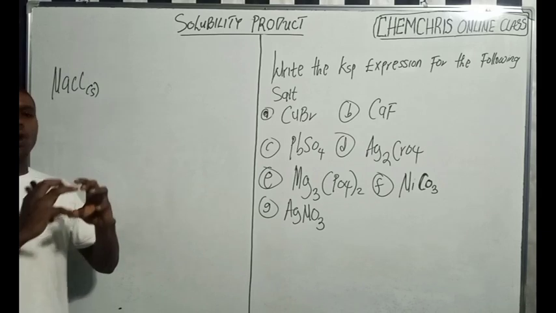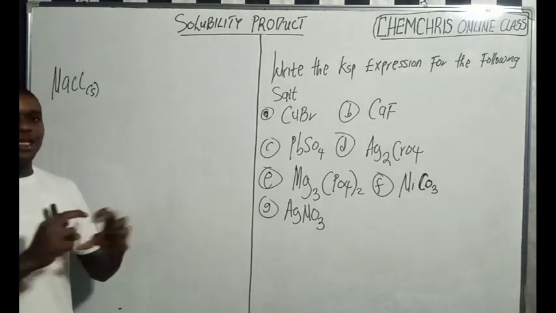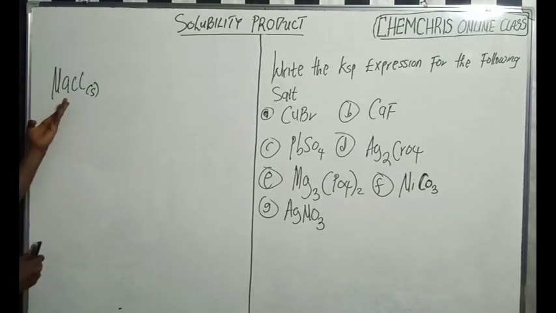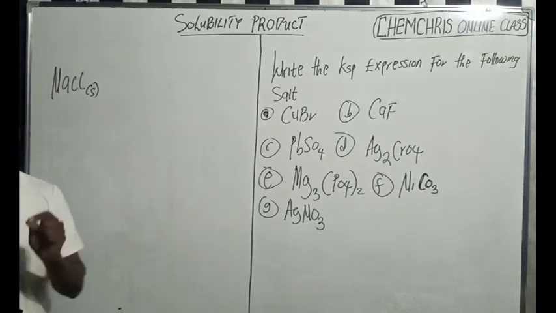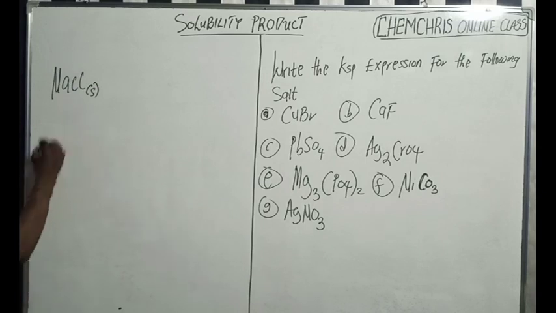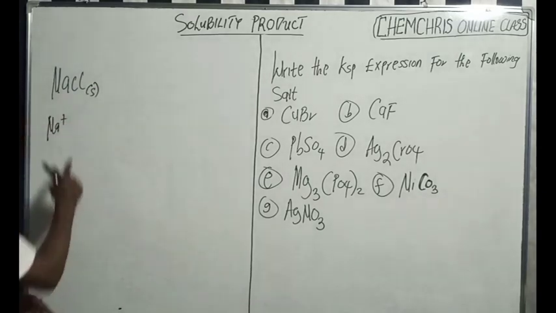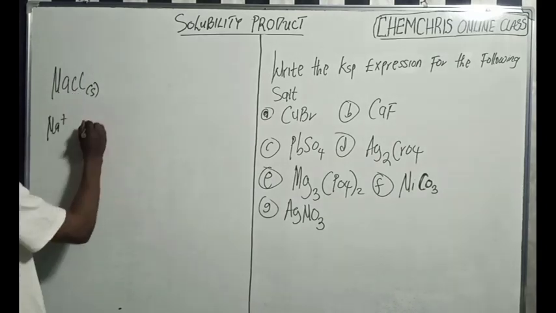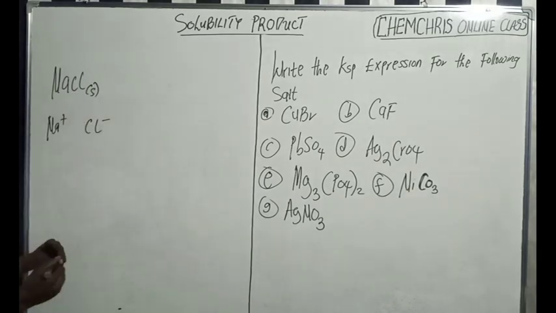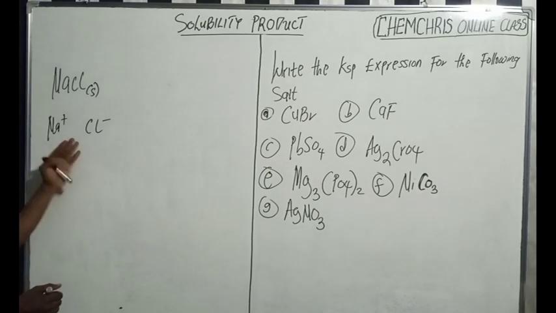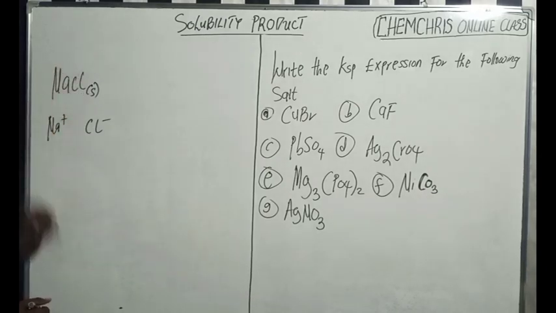Do you understand? So what makes that salt? Now the ions that make up that salt. If you check very well, it is made up of sodium and chlorine. What is the oxidation state of sodium? Na+. Then the oxidation state of chlorine is Cl-. So when these two combine together, it forms sodium chloride.